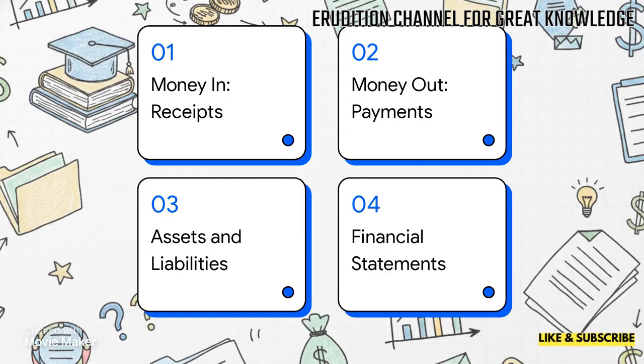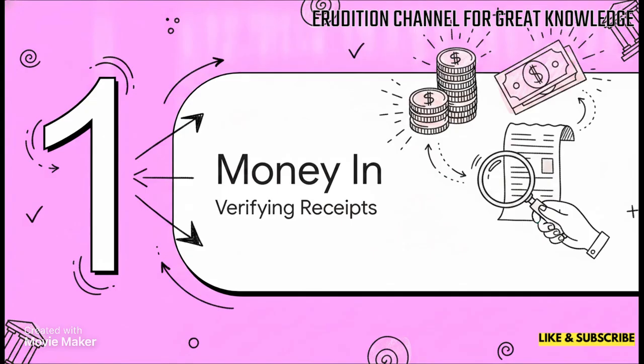Here's our roadmap for this explainer. 1. Money in, verifying receipts. 2. Money out, verifying payments. 3. Checking assets and liabilities. And 4. Grading the financial statements. All right, let's dive right in with Section 1, Money In, Verifying Receipts.